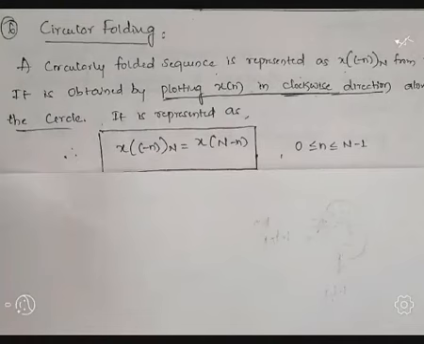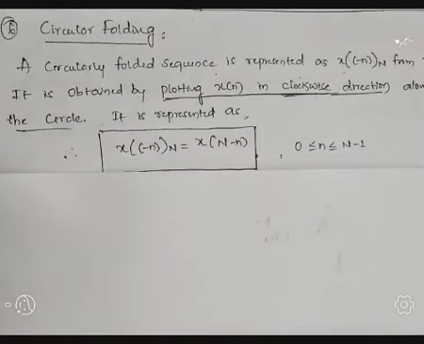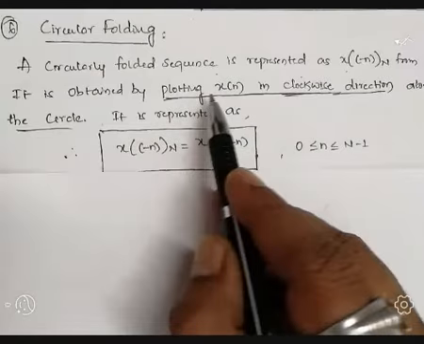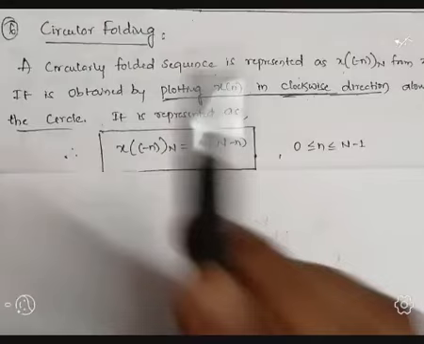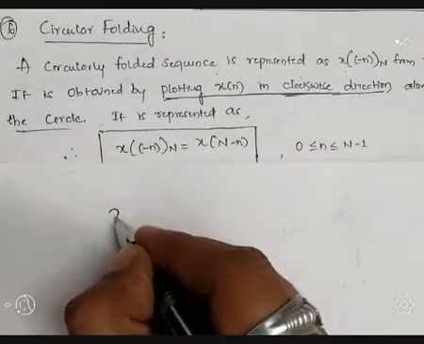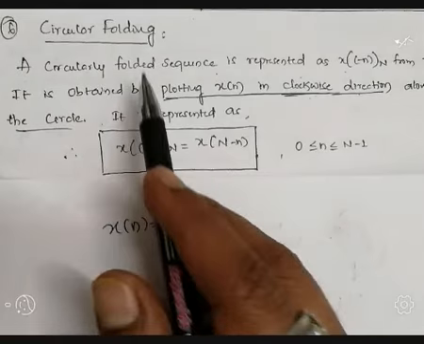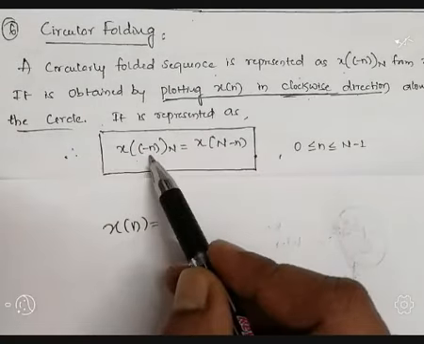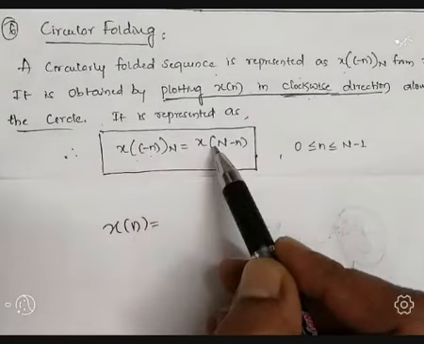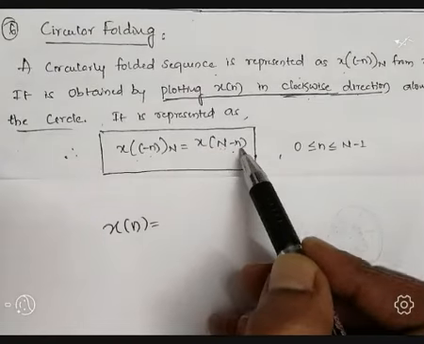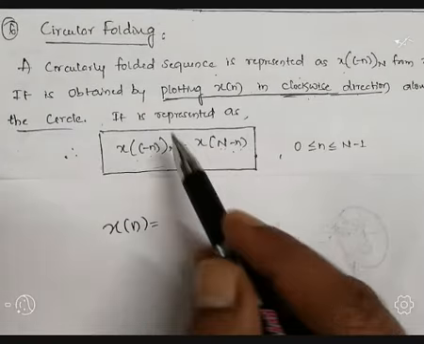Then how to find the circular folded version of the given discrete time sequence? The simplest method is plotting x of n in clockwise direction along the circle. That's it. The mathematical representation of circular folding is x of minus n of period N equal to x of capital N minus small n. Okay, this is the mathematical representation of circular folding.